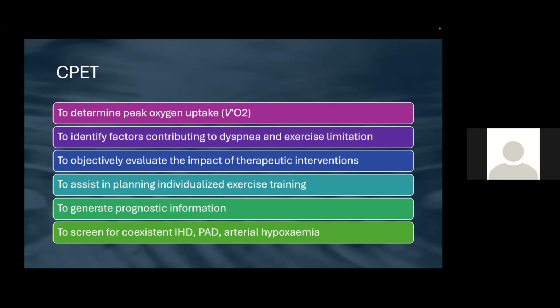And to assist if the patient is planning for exercise training, it's really important for the athlete and our patient also. And it's a really important tool to generate prognostic information and to screen for coexisting ischemic heart disease, peripheral artery disease, or arterial hypoxemia in our patient.